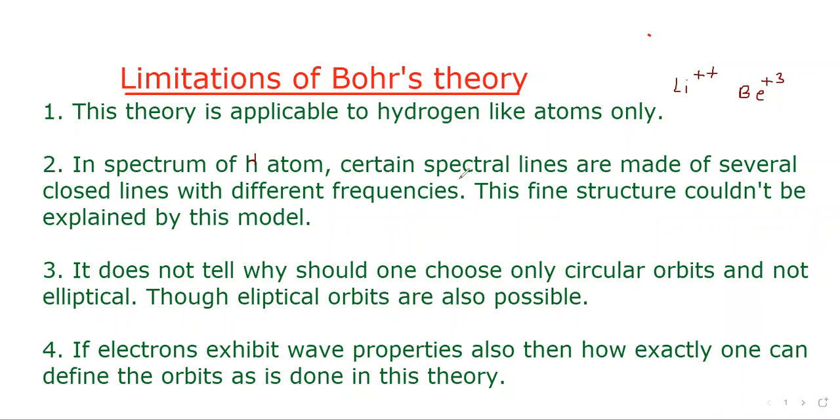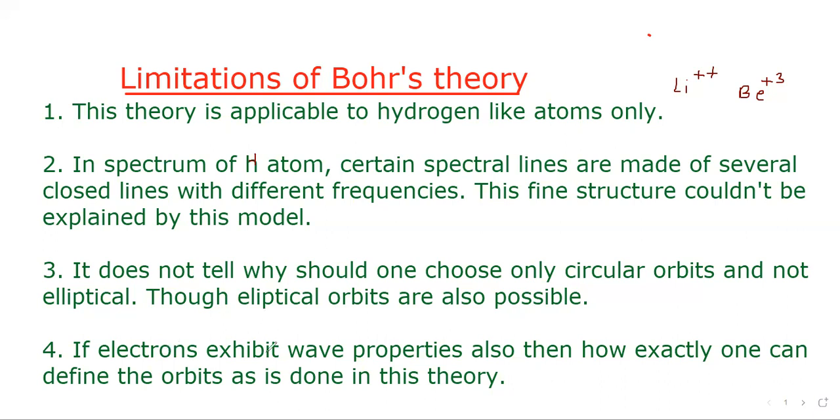Another point, in the spectrum of the H atom, certain spectral lines are made up of several closed lines with different frequencies. And this fine structure could not be explained by this model. Next point is, it does not tell why one should choose the circular orbits only and not the elliptical, though elliptical orbits are also possible.